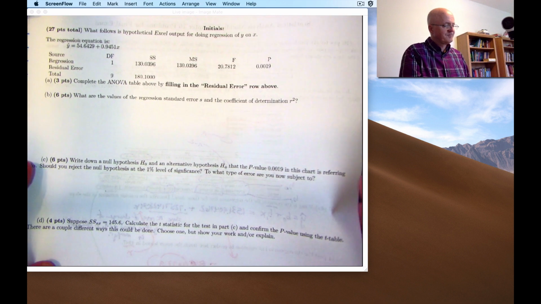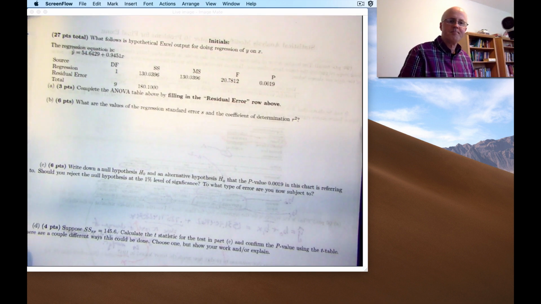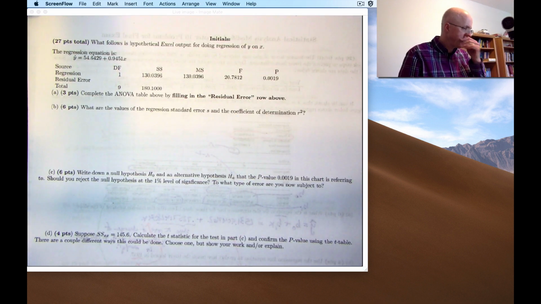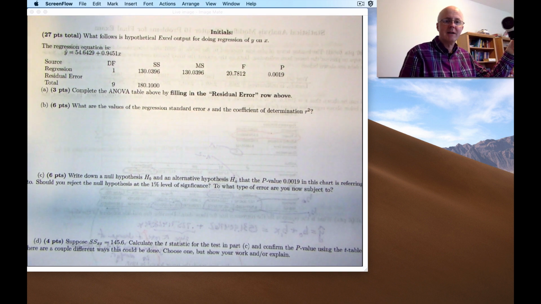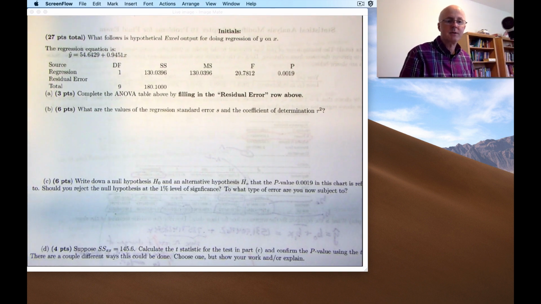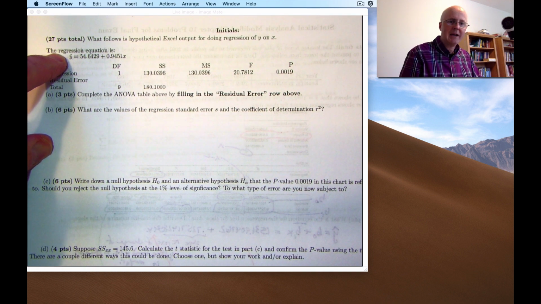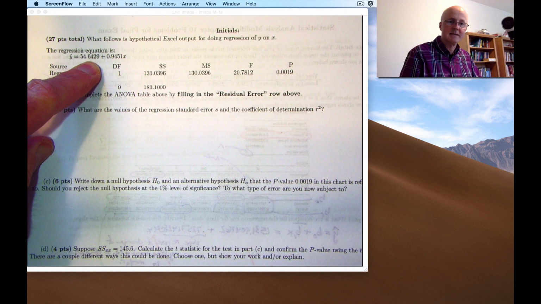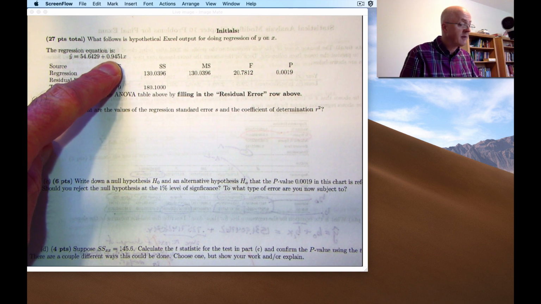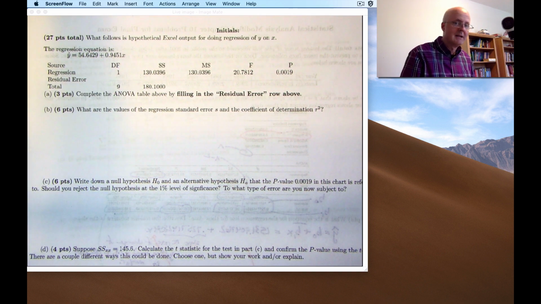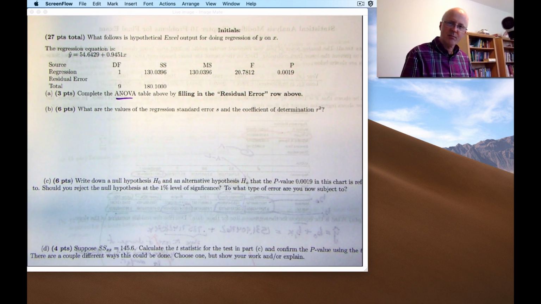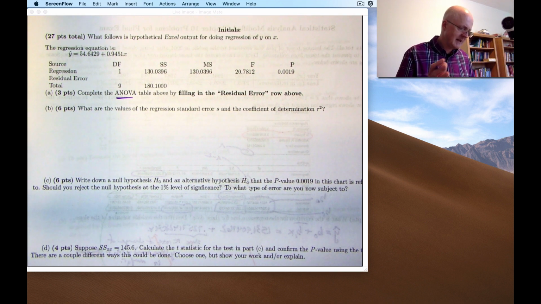On to problem 2. We have some hypothetical spreadsheet output. I call it Excel output, but Google Sheets will do this as well. That you see here, the regression equation is y hat equals 54.6429, that's the intercept, plus 0.9451x. That's the slope. And we have ANOVA output here, which was in the middle of the preceding problem, and which we didn't really use, besides just noting the value of r squared.